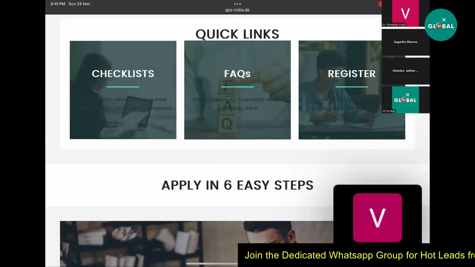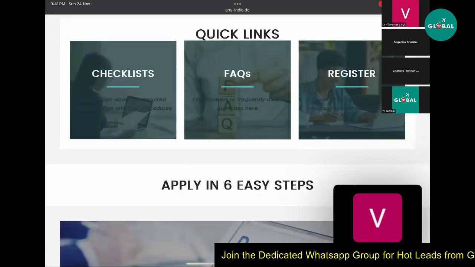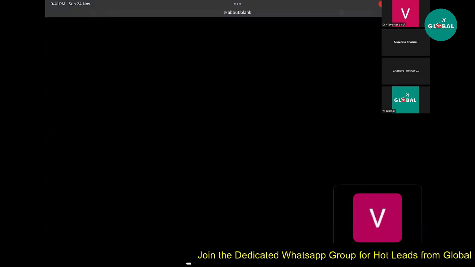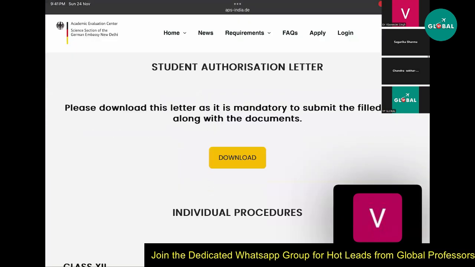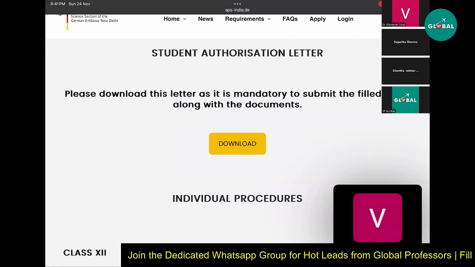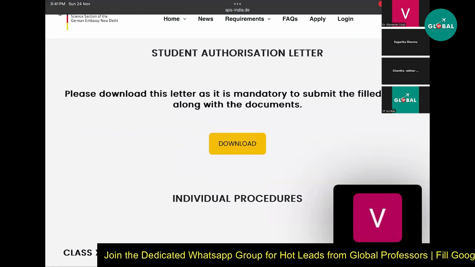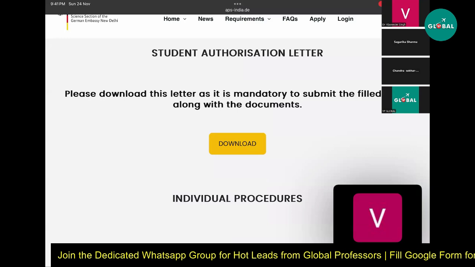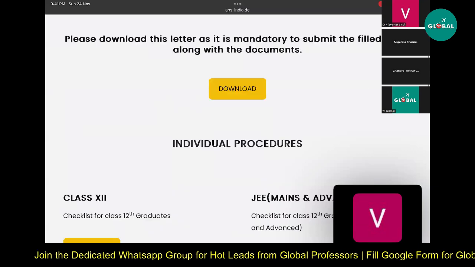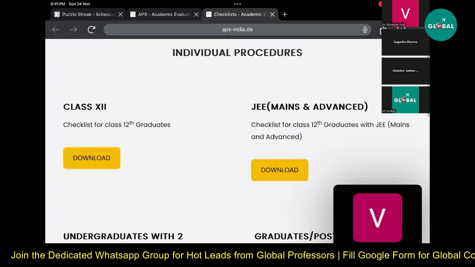For you, the most important step is the checklist. If you just click on checklist, you will find it. You can see the first is the student authorization letter. It is mandatory for all the programs, so you'll be downloading and filling it up. I'm not going into this specific detail, but they have individual procedures as well.